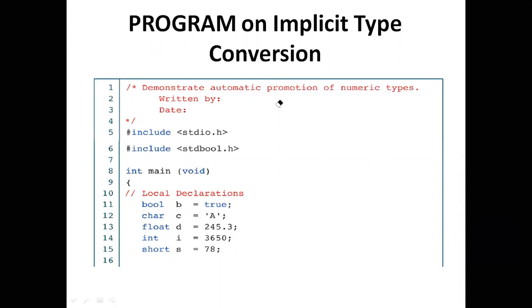Inside this program, B is of Boolean type, C is of character type, D is of float type, I is of integer type, and S is of short type. B contains a Boolean value, C contains a character, D contains a floating point value, I contains an integer value, and S contains a short integer value.